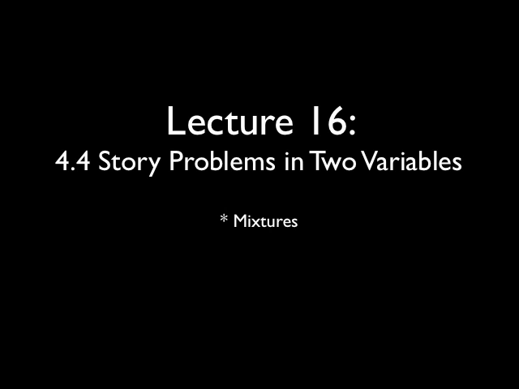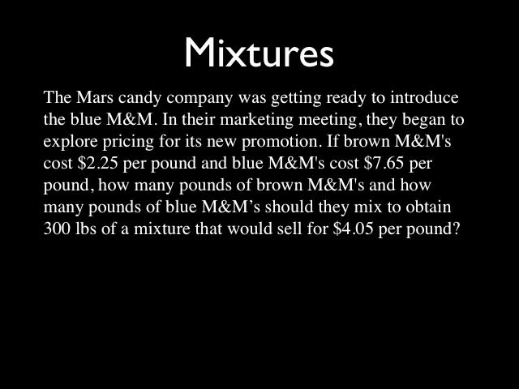So first of all, let's say that the Mars Candy Company was getting ready to introduce the blue M&M. In their marketing meeting, they began to explore pricing for the new promotion. If brown M&Ms cost $2.25 per pound and blue M&Ms cost $6.75 per pound, how many pounds of brown and how many pounds of blue should they mix to get 300 pounds of a mixture that would sell for $4.05? Now, first of all, I would love to find M&Ms for $2.25 a pound, but anyway, we'll just ignore that part.